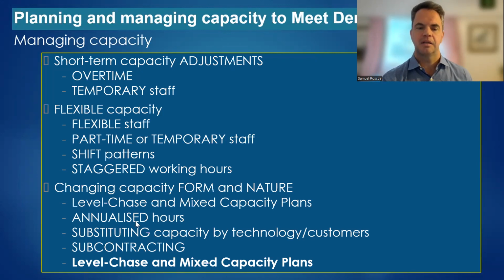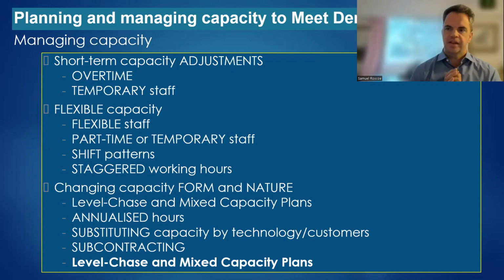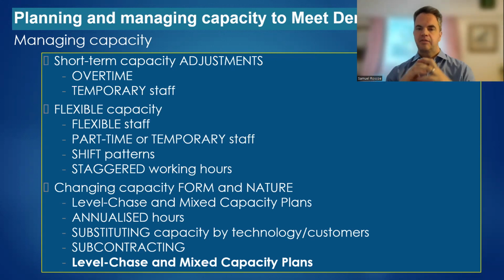Changing capacity plans, we can change the form and the nature of our capacity plans. Some of the different things that we can do is use a level capacity plan, where we make the same amount every single day. Or we can do what's called a chase capacity plan, where we're chasing the demand or chasing our forecast. Or we could do a mix of chase and level plan, and I'll talk a little bit about that in a second.